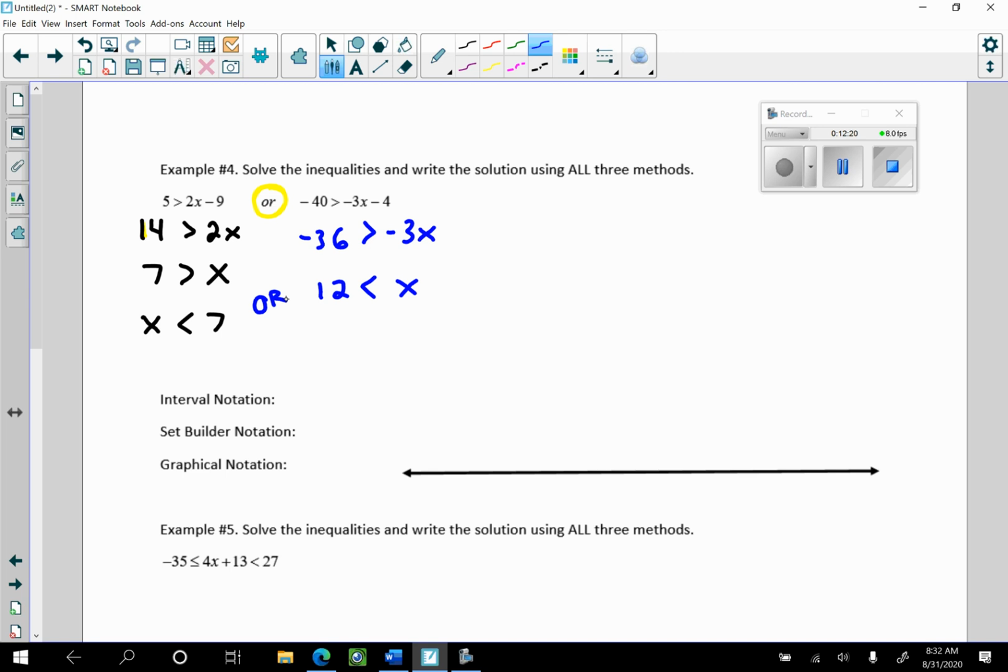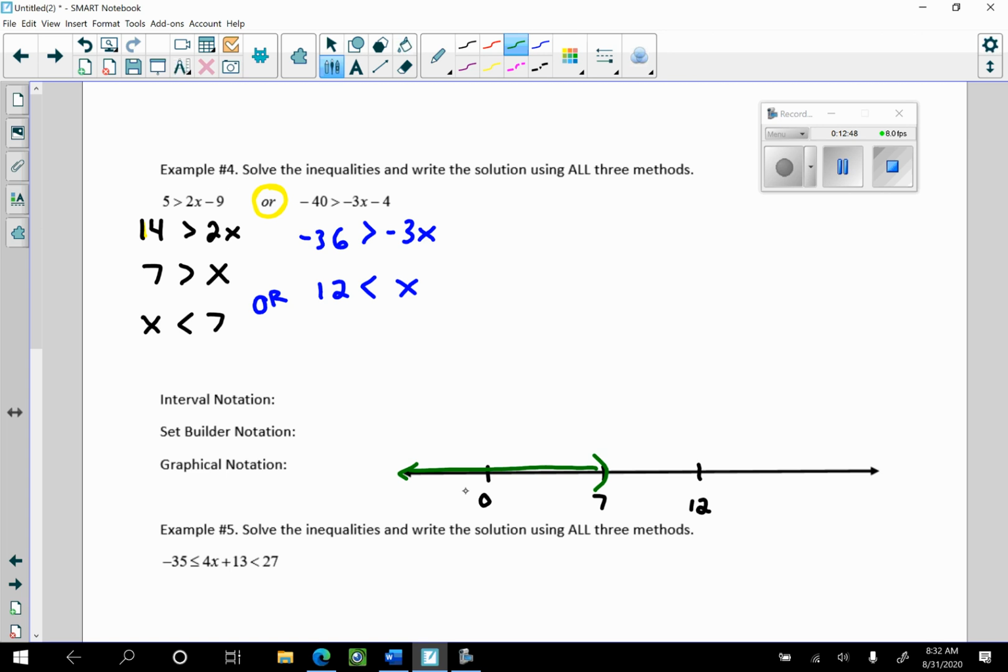So before I write interval notation, or before I write set builder notation, let's graph the solution. So let's just do a reference point of 0, because 0 is nice, and let's go out here to a 7, and over here to a 12, close enough. And we want less than 7. So we can do this in green, and we want parentheses.